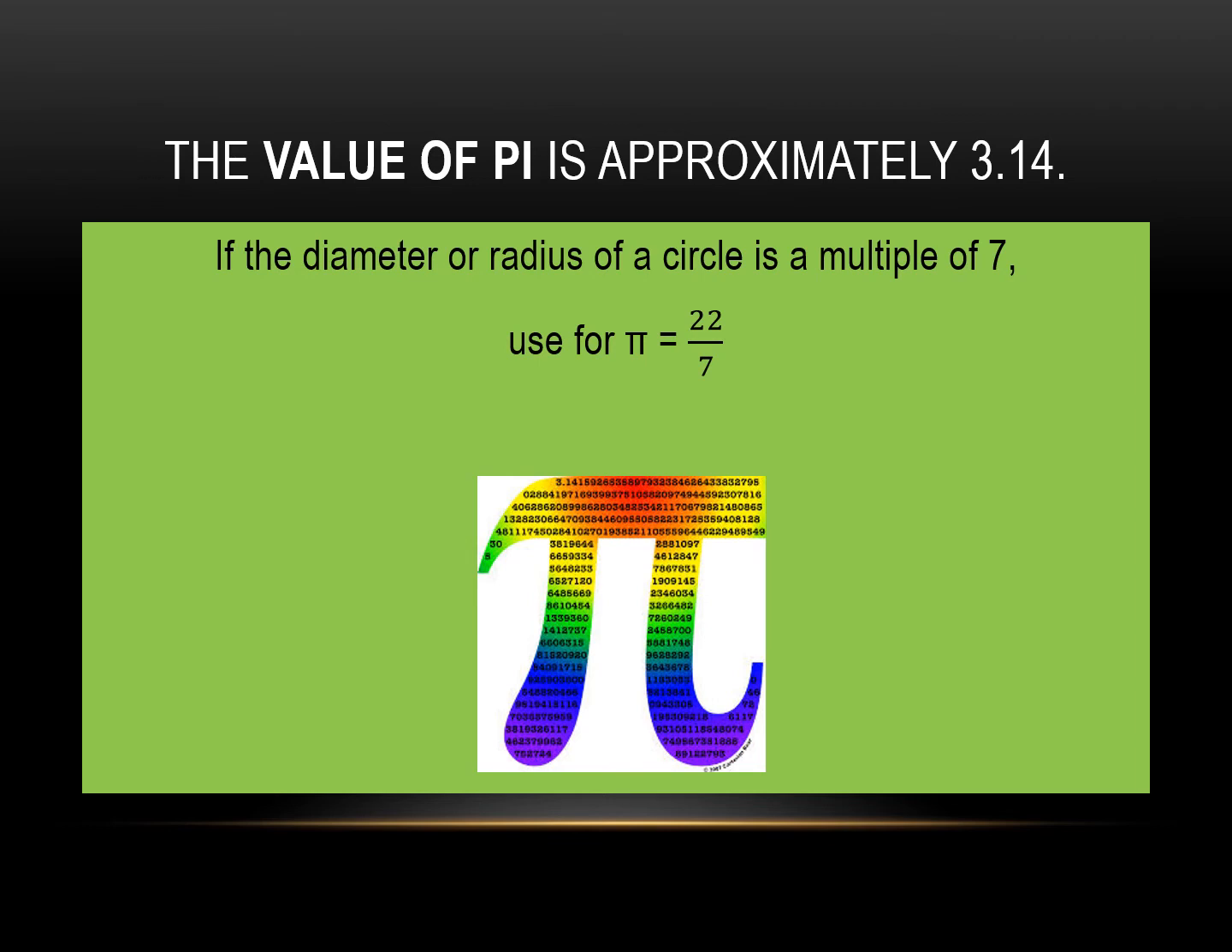The value of pi is approximately 3.14. In the last class, we saw that pi is a non-terminating, non-recurring decimal number. So we have approximated it to 3.14. On the other hand, in the fraction form, we can use it as 22 upon 7. So now you will keep in mind that value of pi is also 22 upon 7. But when do we use 22 upon 7 and when do we use 3.14?